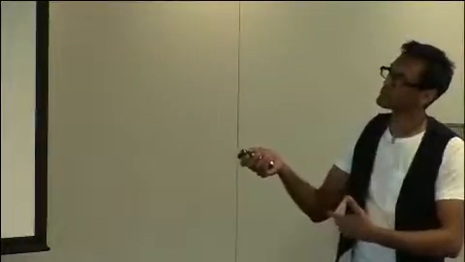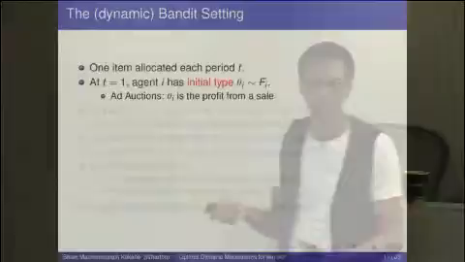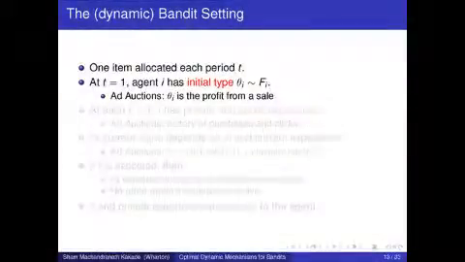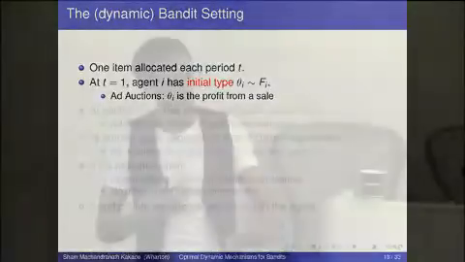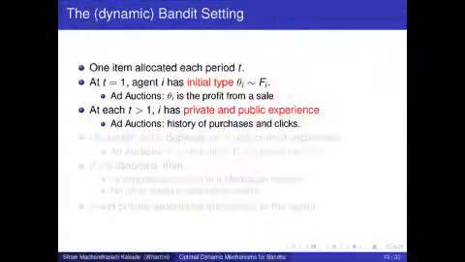Okay, so here's the bandit setting. We want to extend this to a setting that's dynamic. So instead of one item being allocated, we're going to have one item being allocated every round. At the first round, we're going to have this initial type theta, which is sampled from some distribution. In the advertising case, we're thinking about this initial type as the profit we get from a sale. And then at all subsequent rounds, we're going to have the experience the agent has as they're getting the item. Each time they get the item, they have some experience with the item.